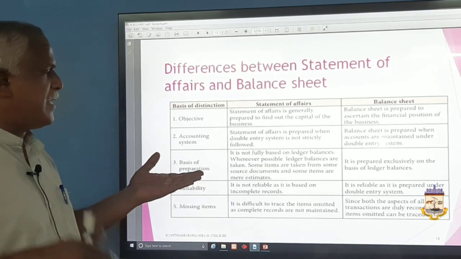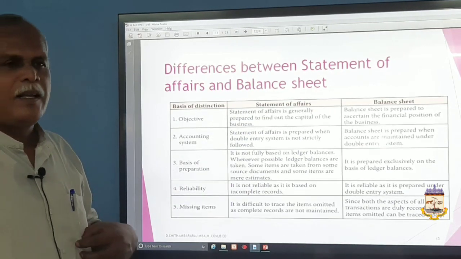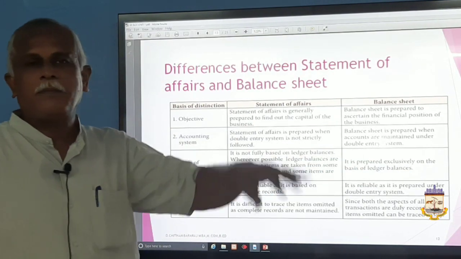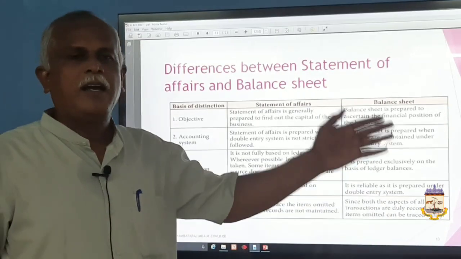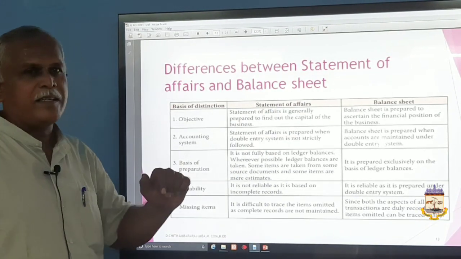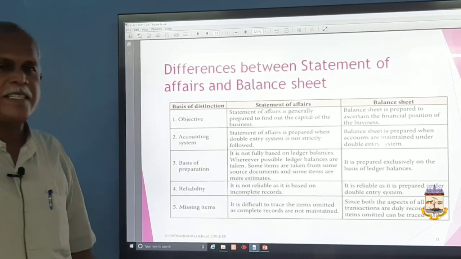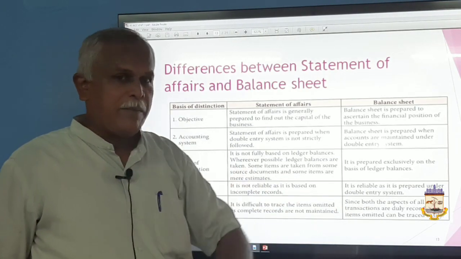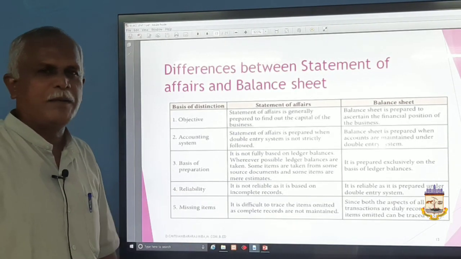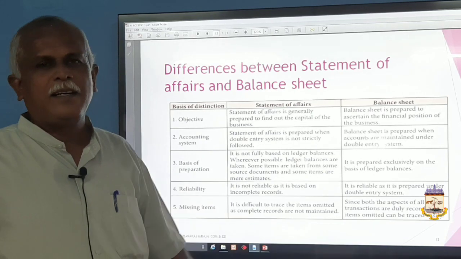Basis of preparation, on what basis it is prepared? It is prepared on the basis of available assets and liabilities, the value of available assets and liabilities. Balance sheet is exclusively on the basis of ledger accounts maintained. We have a ledger and from that balance we prepare balance sheet. Reliability. How far is it reliable? Statement of affairs, being incomplete, is not reliable. Balance sheet is very much reliable. Missing items, it is difficult to trace the missing items or omitted items. Here in balance sheet we can very well find out and errors can be traced.